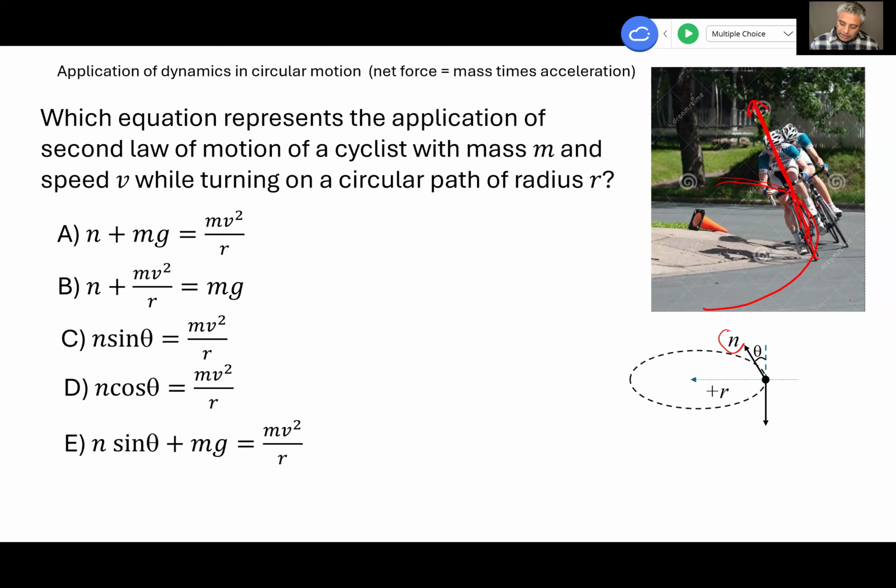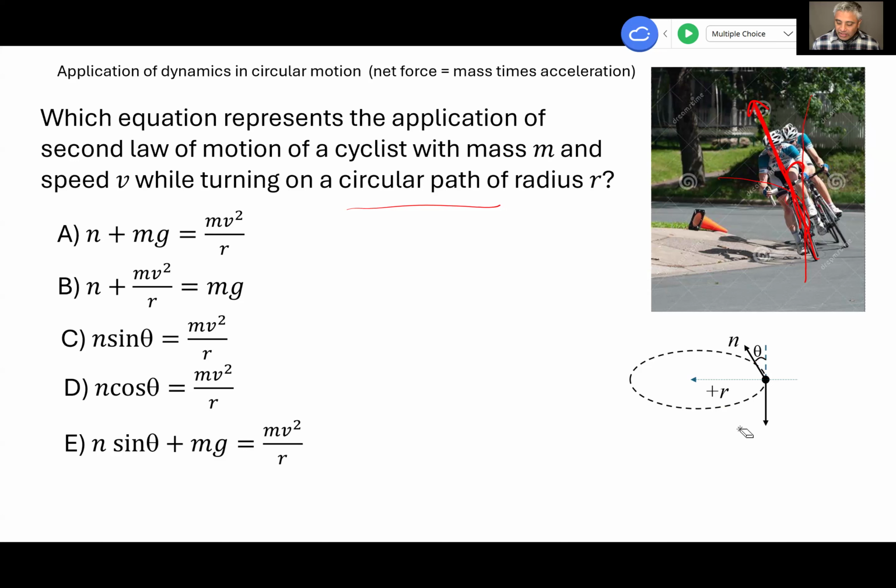So that's why that is that. So it makes an angle with the particle. So I'm showing that angle something like this, okay? So now the question is, which equation represents the application of second law of motion of a cyclist in a circular path? So whenever we are looking at equation in circular path, we are looking at in radial direction.